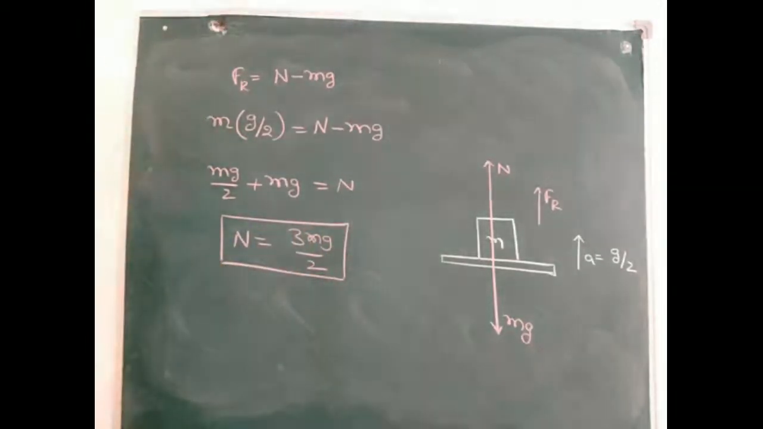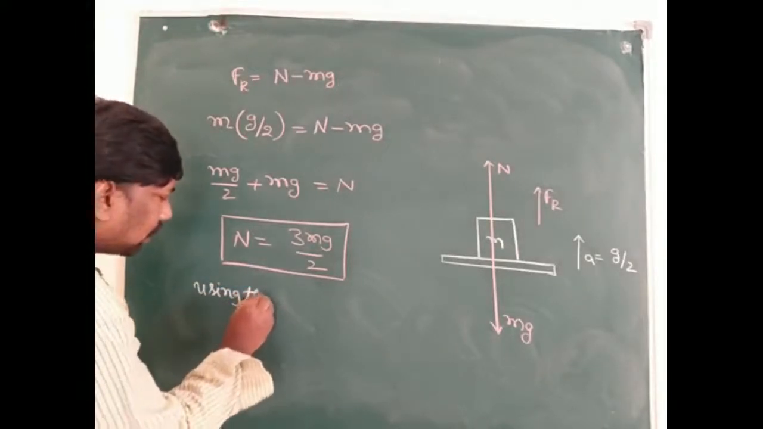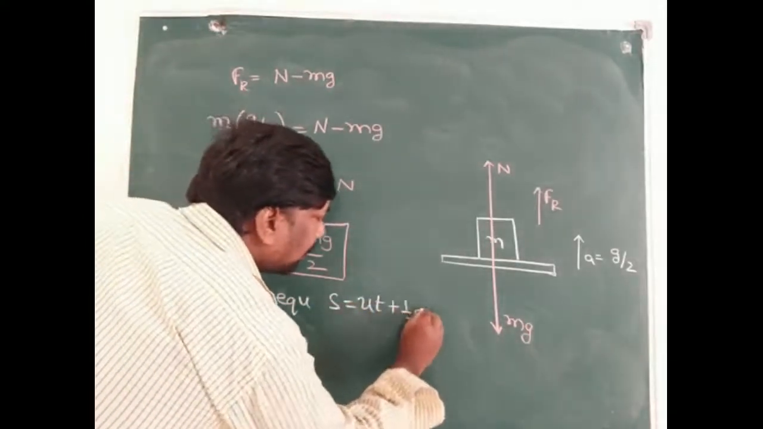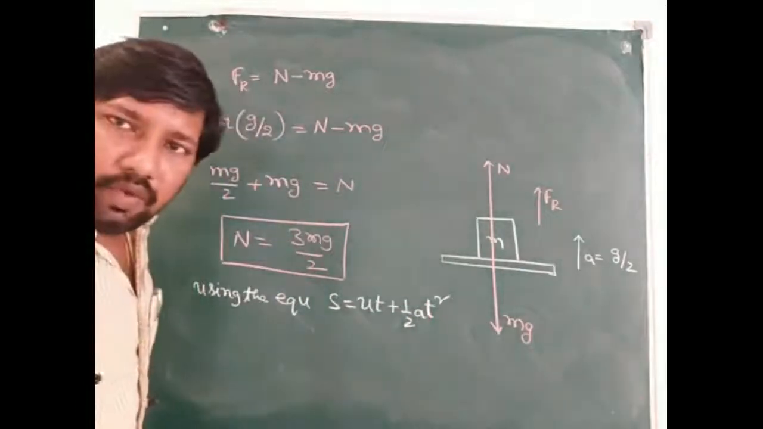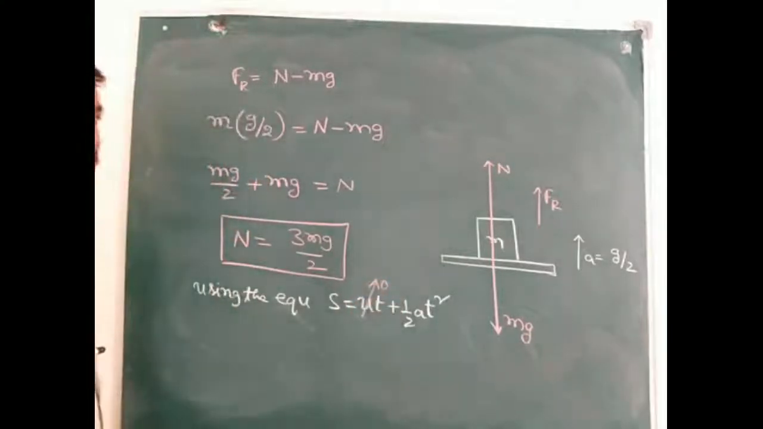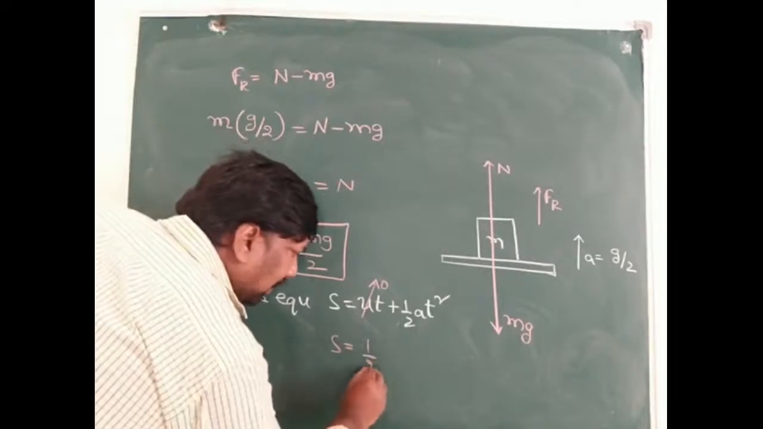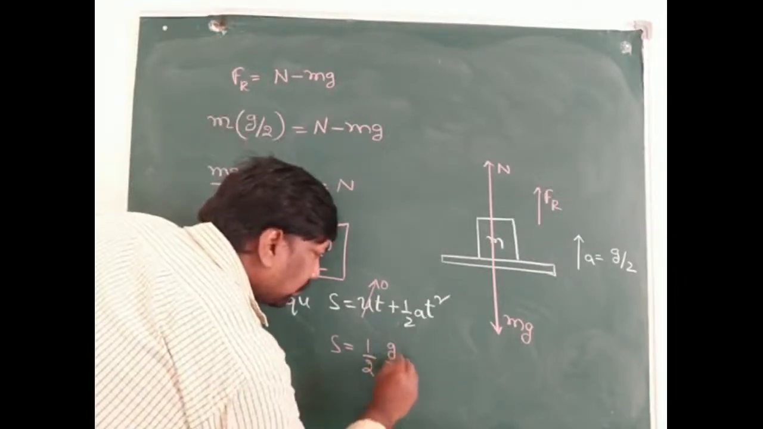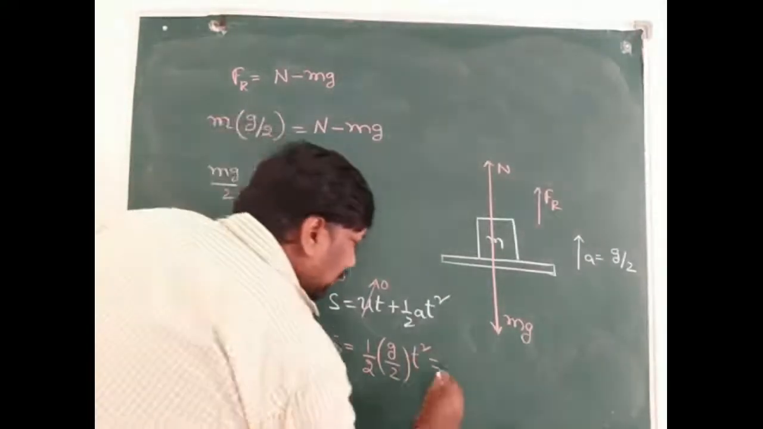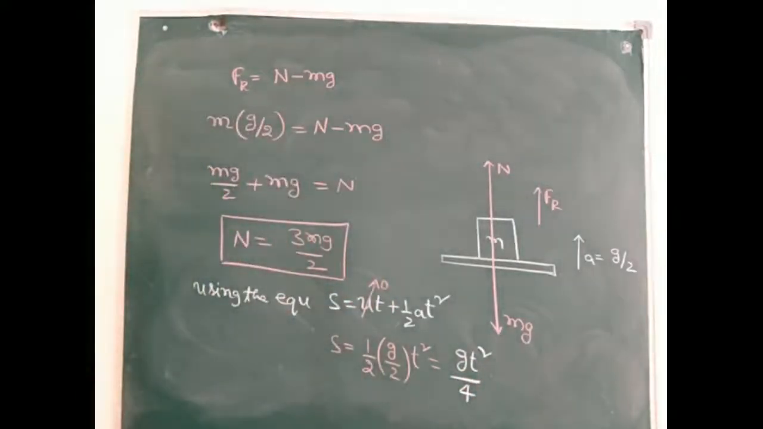Now we can find the displacement using the equation displacement S equals ut plus half at squared. Since the block is initially at rest, the initial velocity is 0. Therefore, S equals half at, where a is g/2, into t squared. So the displacement is gt squared by 4.